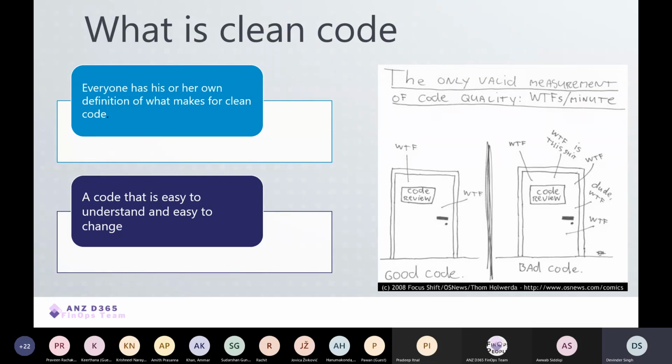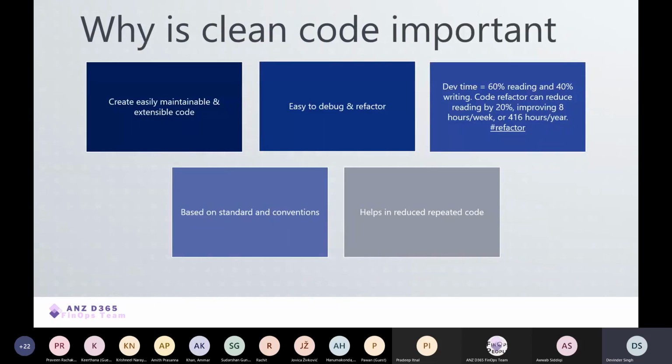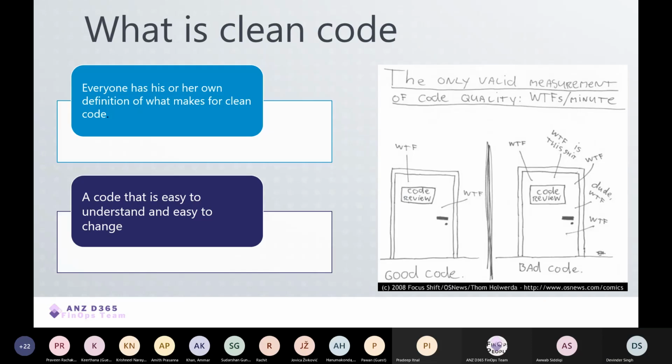Everyone can have their own definition of what makes for a clean code, but the widely known definition is a code that is easy to understand and easy to change is considered as a clean code. So how do you know that it is easy to understand and easy to change? The best example is when you send it for a code review and the number of WTF you will receive will give you an idea of how that particular code was to the different user. It's similar to a humor. If you have to explain it, it means that it's a bad code.